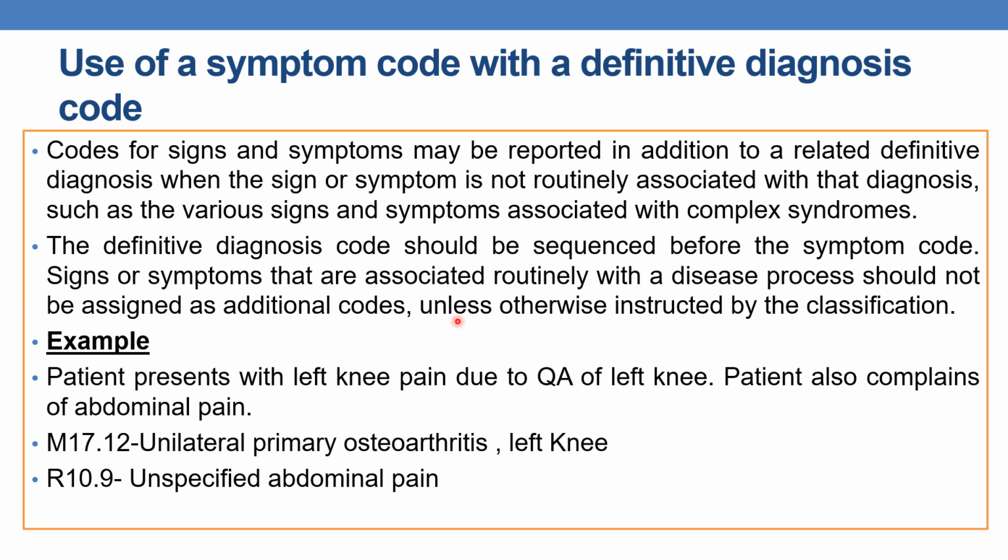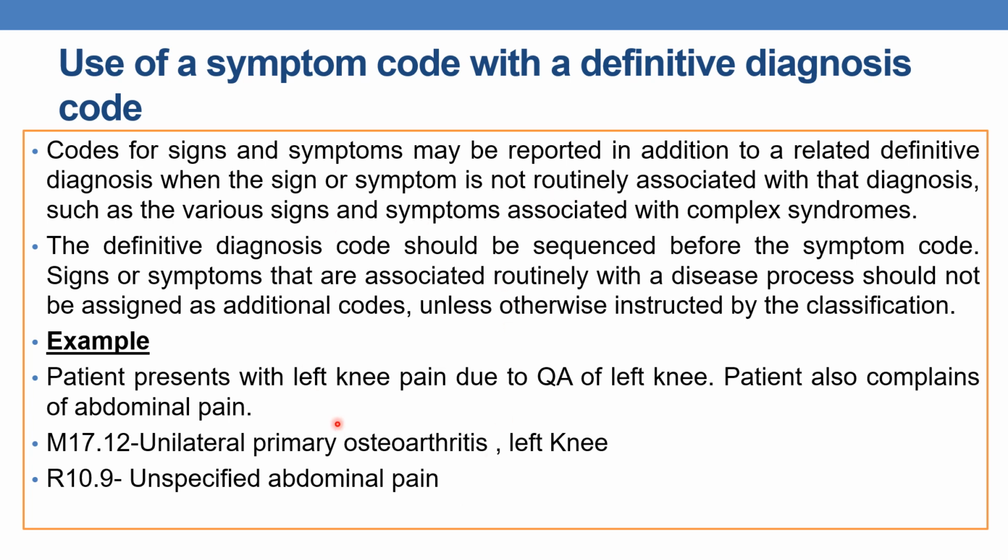But additionally, the patient also complains of abdominal pain. Patient presents with left knee pain due to osteoarthritis of left knee. Second, the patient also complains of abdominal pain. Here abdominal pain is an unrelated symptom. So along with a definitive diagnosis, you can code an unrelated sign or symptom. That is acceptable. So the appropriate codes here are M17.12 for unilateral primary osteoarthritis, left knee, followed by R10.9, unspecified abdominal pain.